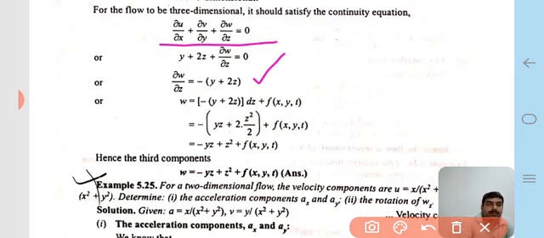Therefore, w is equal to minus yz plus 2 z square upon 2. After integration and solving, we get minus yz plus z square plus the function of x, y, t. Hence the third velocity component is obtained: w is equal to minus yz plus z square plus the function of x, y, t, which is the answer of the above equations.